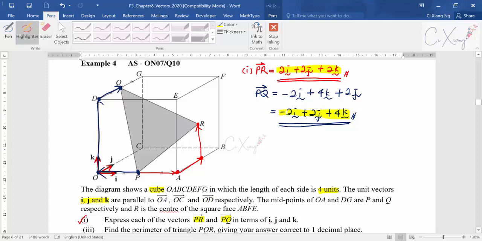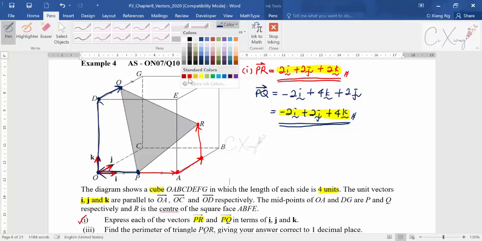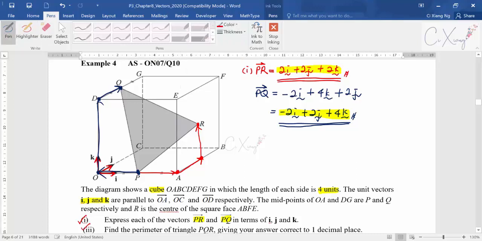Okay, then after that, for part number 3, they want you to calculate the perimeter. So perimeter of PQR. Okay, so perimeter of PQR means they want to know all the length, the total length for this triangle. Okay, so what is the total length for this triangle?